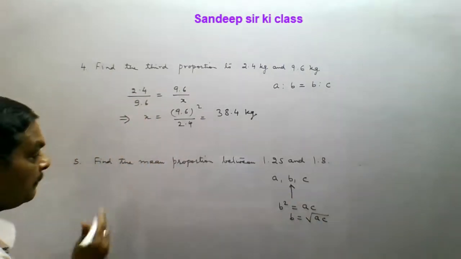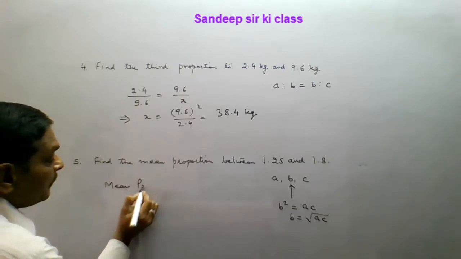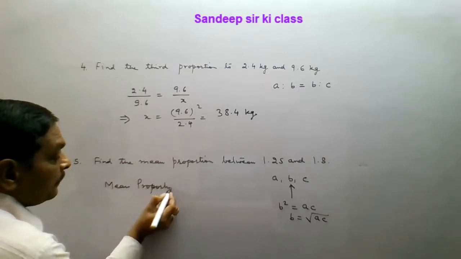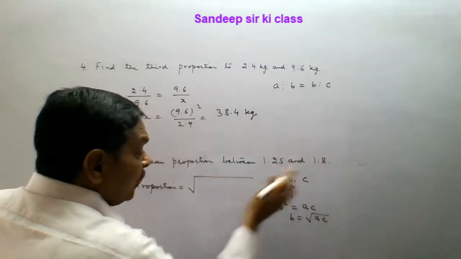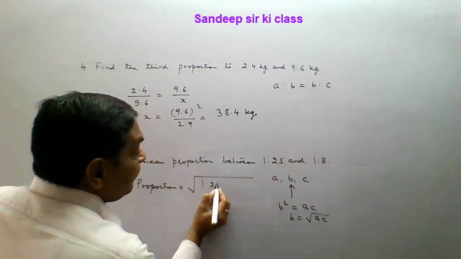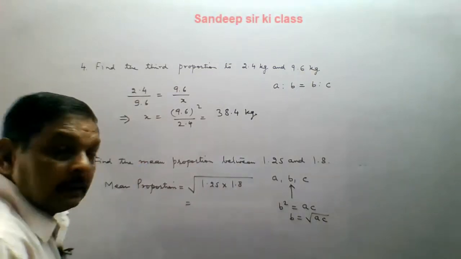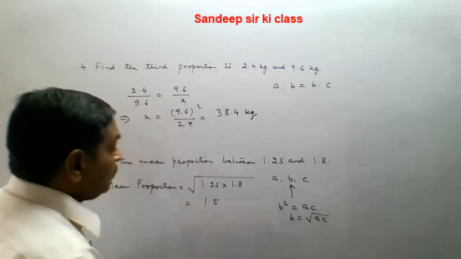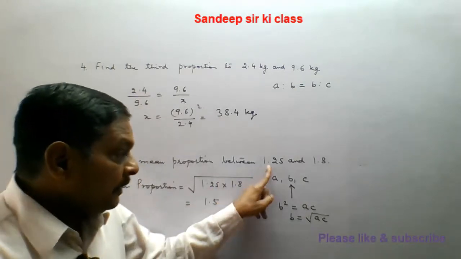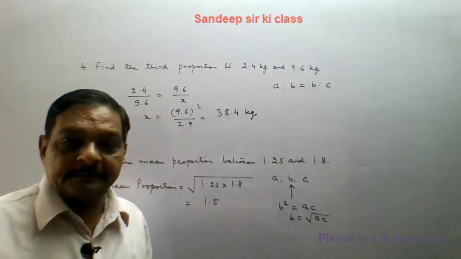So here mean proportion is equal to under root the terms which are given to us, which are 1.25 into 1.8. Calculate it. This is equal to 1.5. So the mean proportion between 1.25 and 1.8 is 1.5.